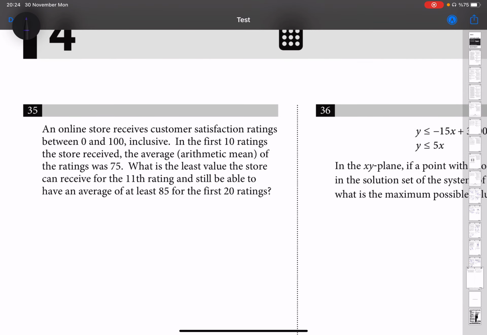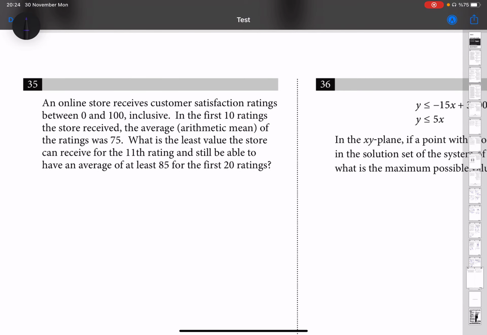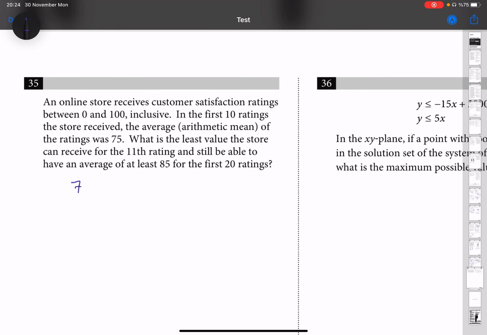Question 35. An online store receives customer satisfaction ratings between 0 and 100, inclusive. In the first 10 ratings the store received, the average, the arithmetic mean, of the ratings was 75. So at the beginning, the total rating obtained is 750.